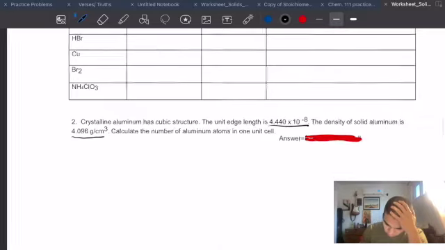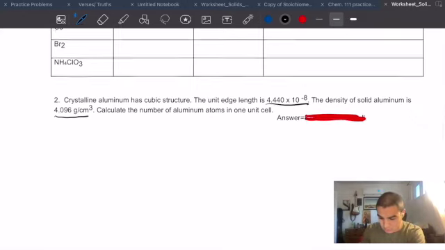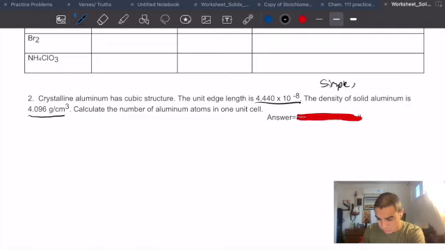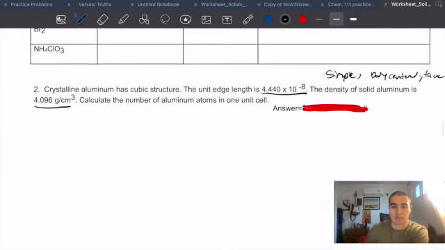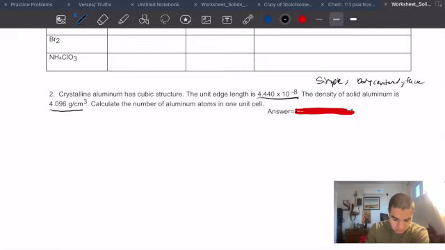So what I don't know here is the cubic structure of this solid. So again, it could be simple cubic structure, which contains one atom. We have body centered, which is two atoms, and then we have face centered, which is I believe four atoms. So essentially, what we need to find is how many atoms are in one unit cell.